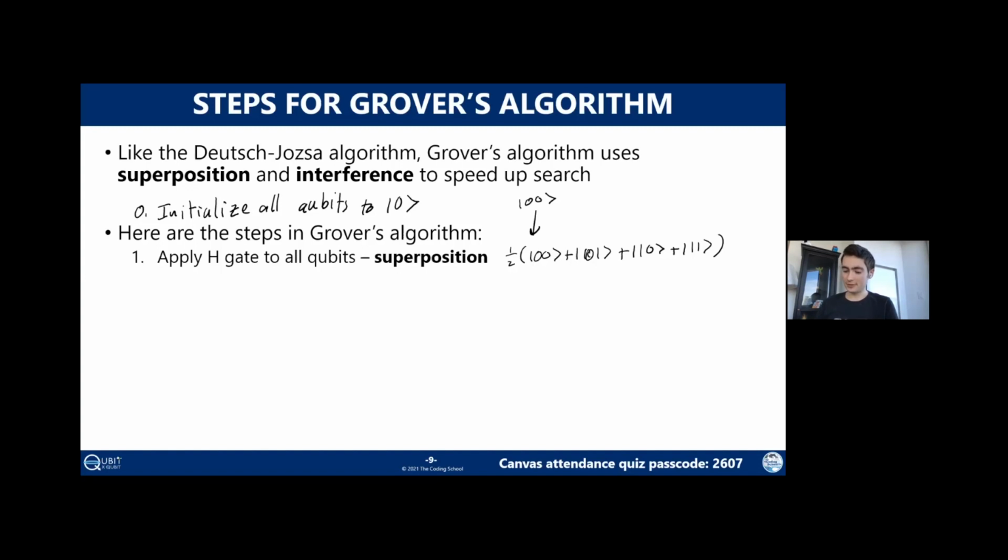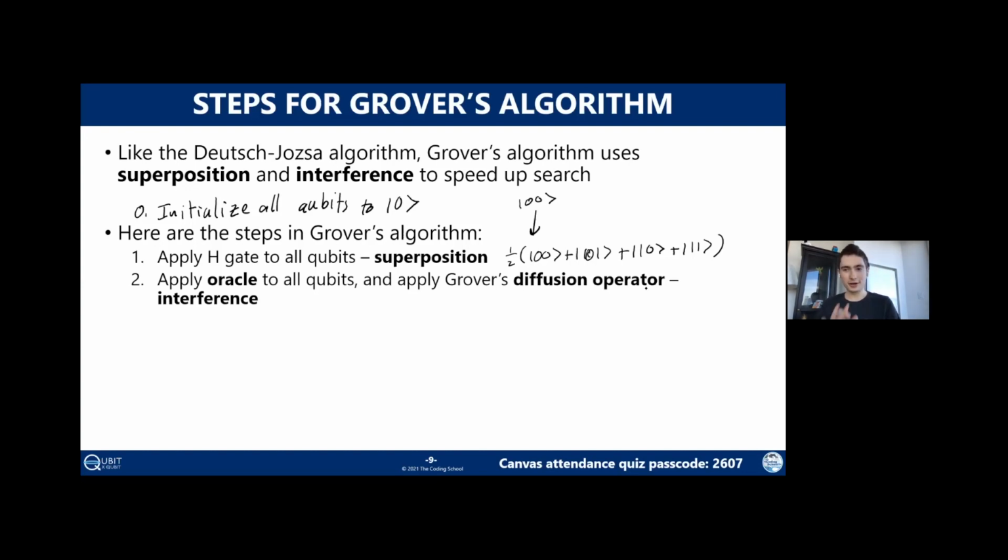Okay, then step number 2 is the complicated one, like I said, and hopefully this is the one we can spend the most time talking about. It has, I guess, 2 substeps. First, you apply the oracle to all qubits. So we'll talk about what the oracle is in Grover search. And then we apply something called the diffusion operator.